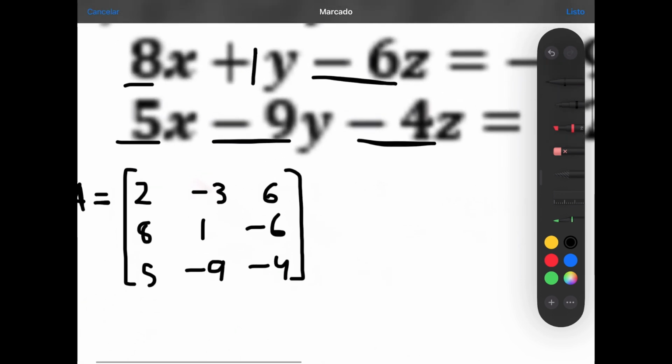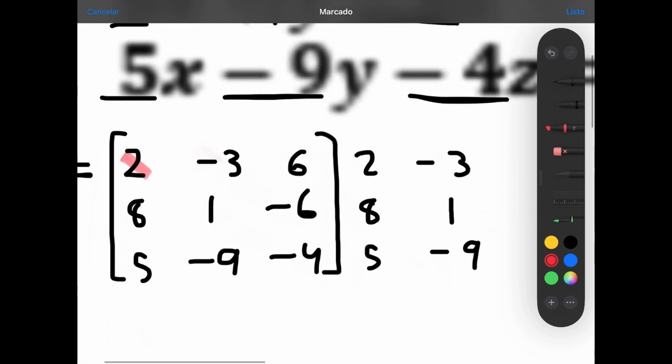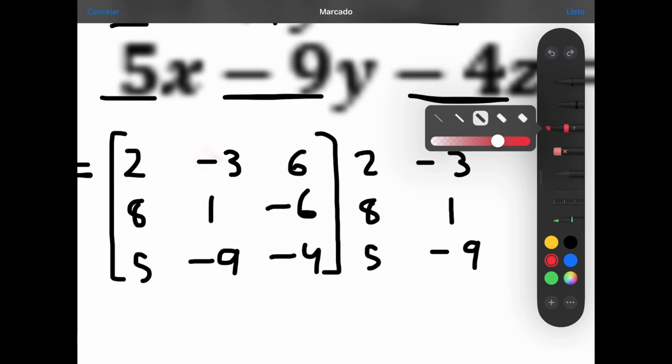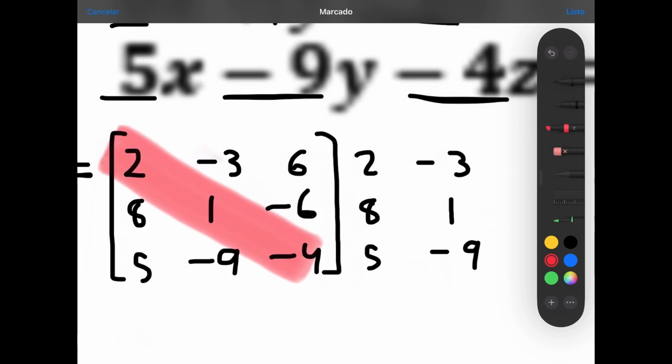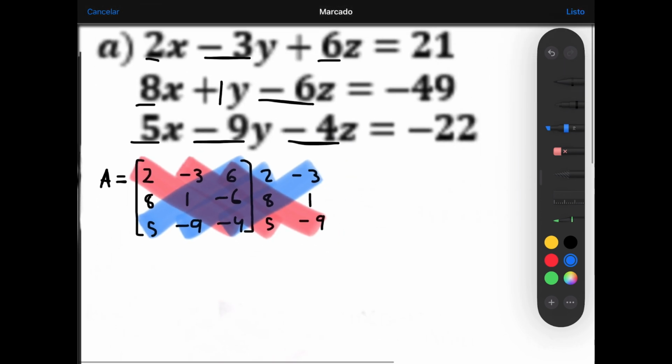Then outside my bracket to the right, we're going to write the first two coefficients that we wrote previously. So it will be 2, -3, 8, 1, 5, and -9. Now the way of multiplying it will be, you're going to multiply diagonally these numbers minus these numbers. It would be something like that.